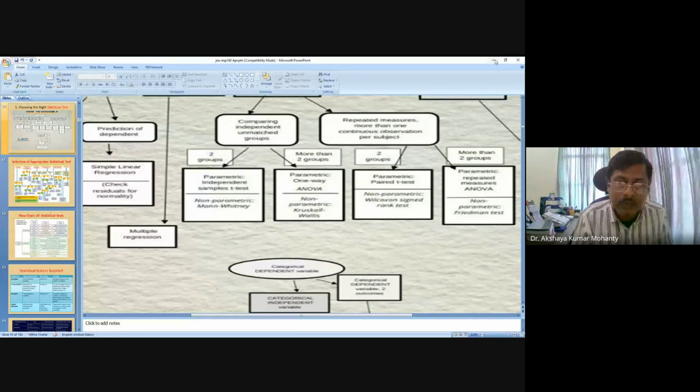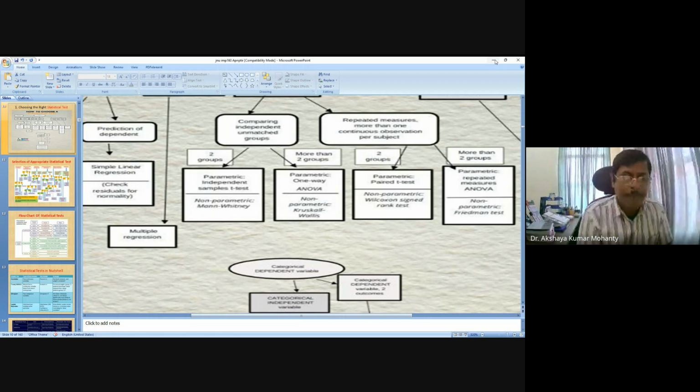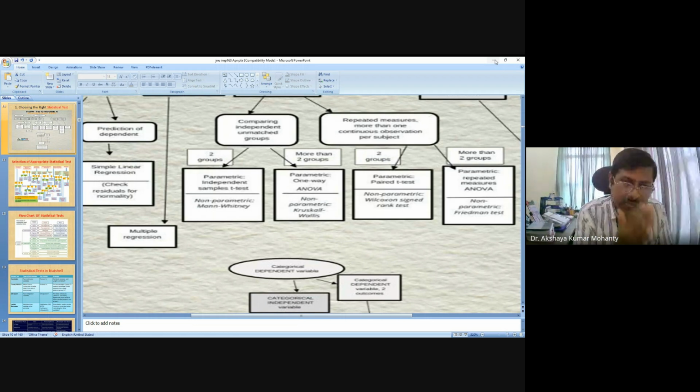At that time, Fisher's exact test you can use. This is the main difference. Both are non-parametric. Fisher's exact test will be utilized if the groups are less than 5. If the groups are equal to or greater than 5, use the chi-square test. Clear?